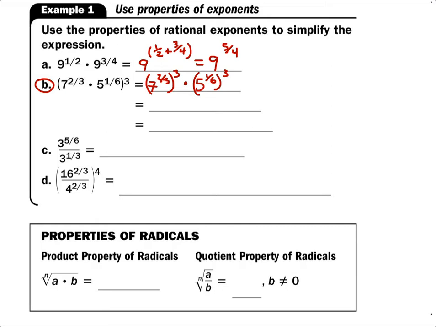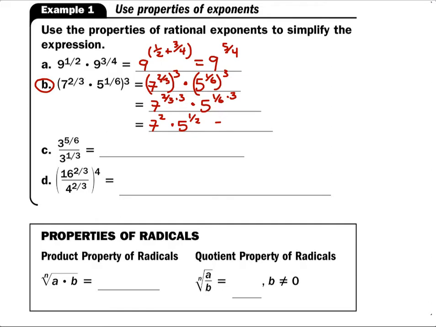And then going back to that 7, power of a power means we're going to go ahead and multiply the exponents. So it's 2/3 times 3. And then for the 5, we're also going to multiply the exponents. So it's 1/6 times 3. Going back to the 7, we're talking about 7 squared, because 2/3 times 3 is 2. And the 5, it's 5 to the 1/2.